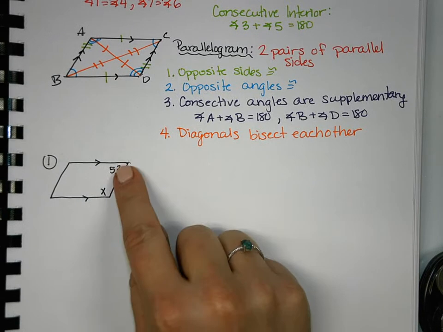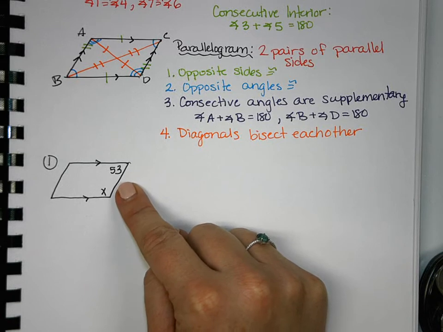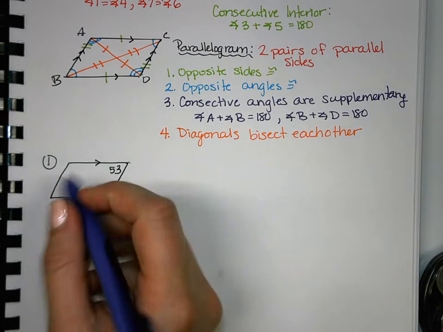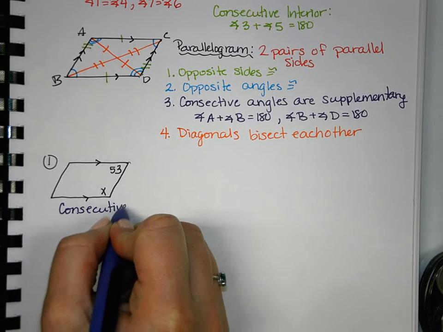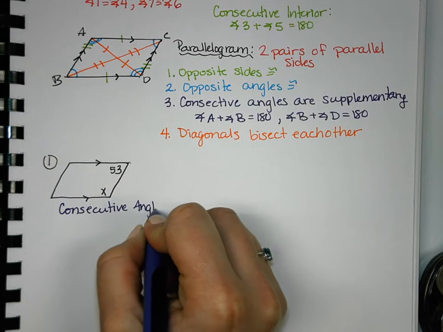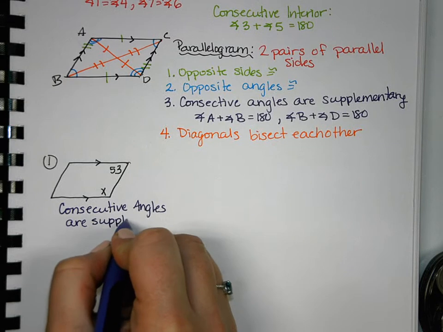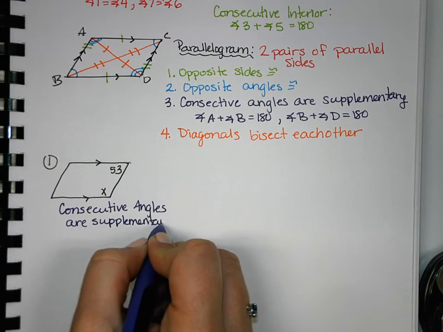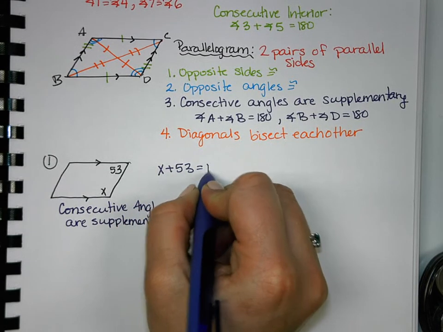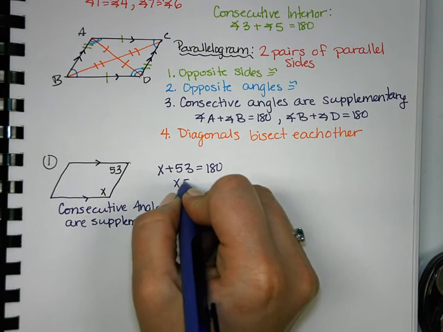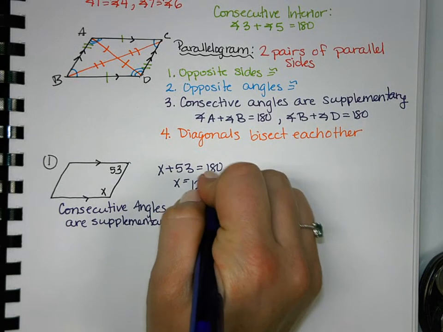They're consecutive angles. They're angles that are right next to each other. Consecutive angles have to add up to 180. So we would say for our reason, consecutive angles are supplementary. So to solve it, we do x plus 53 equals 180. So when you solve, you get x is equal to 127 degrees.